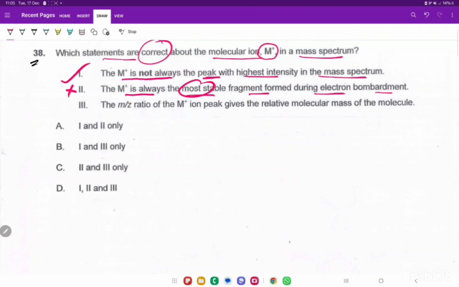It's wrong. Next, third, the m/z ratio of the M plus ion peak gives the relative molecular mass. Absolutely correct. The m/z ratio will give you the molar mass of the compound, because M plus forms when only one electron is lost and the molar mass remains the same. So 1 and 3 are correct, which is option B. Question 38, answer B.